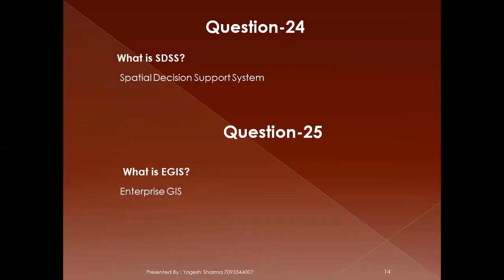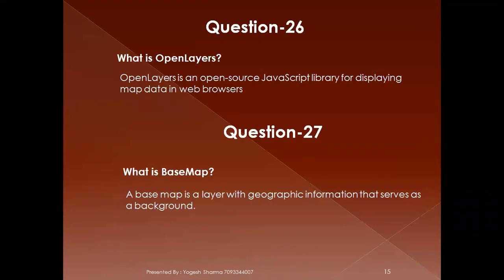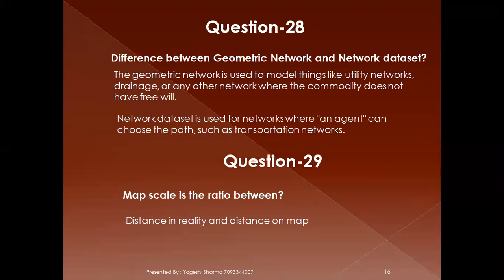What is SDSS? SDSS stands for Spatial Decision Support System. What is EGIS? EGIS is called Enterprise GIS. What is OpenLayers? OpenLayers is an open source JavaScript library for displaying map data in a web browser. What is the base map? A base map is a layer with geographic information that serves as a background.